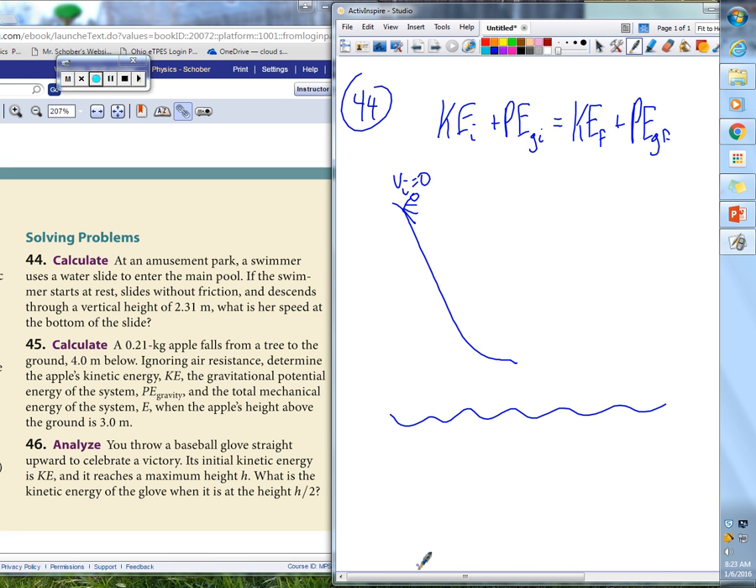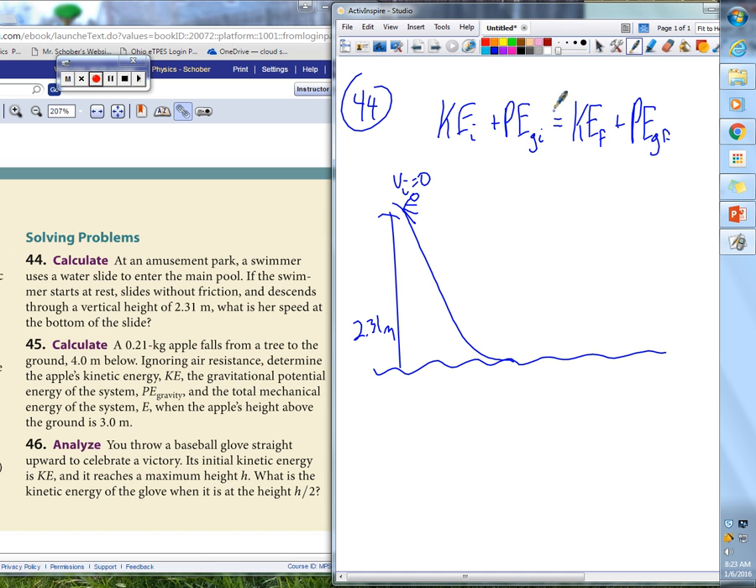Slides without friction, descends through a vertical height of 2.3 meters. What is their speed at the bottom of the slide? Actually, I didn't draw it very well. There's your slide, just the water, whatever. So we want to know v final.